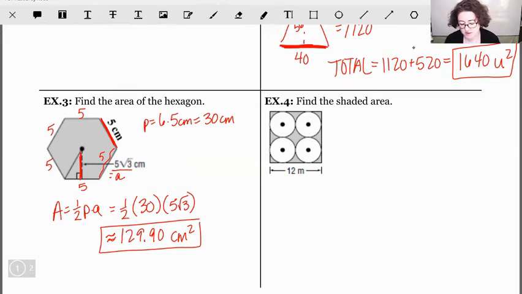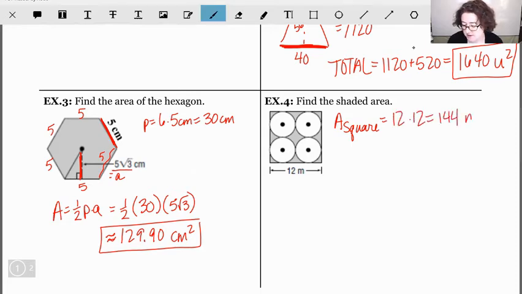So I see a square and I see 4 circles stuck inside that square. So if I have the shaded area, I can find the outside figure, no problem. That's just a square. So I'm going to state area of the square. If that's a square, then I know area is just length times width, or 12 times 12. So that's 144. And they did give us units, so meters squared.